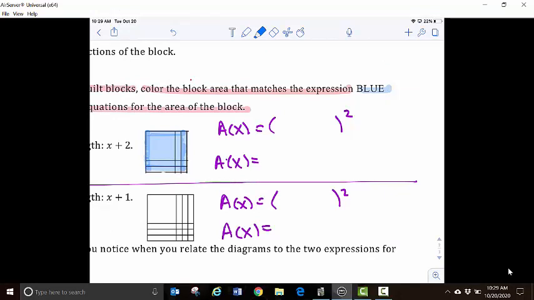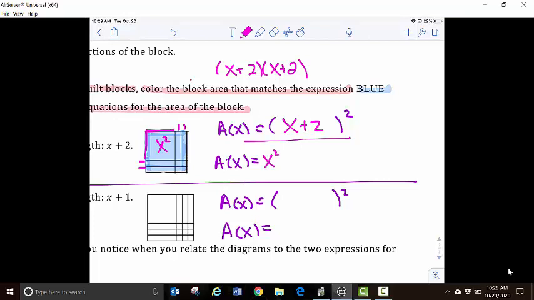All right, so the first one, if you look carefully, it has a length of x, that mystery amount, plus 1, 2. Right, that's the length, and x plus 2, that's the width. X plus 2 times x plus 2 becomes this. The other way to think about it is we have 1 x squared plus 1, 2, 3, 4 x's plus 1, 2, 3, 4. There we go.